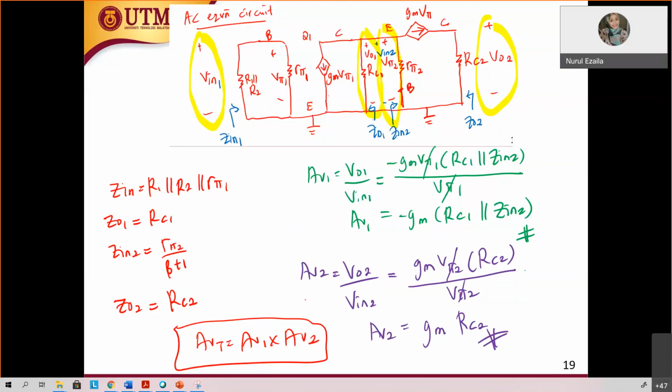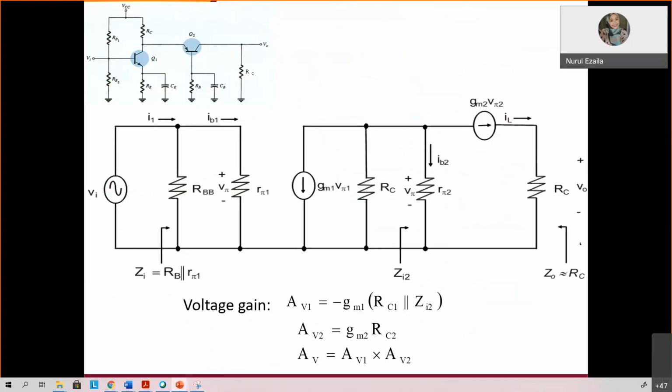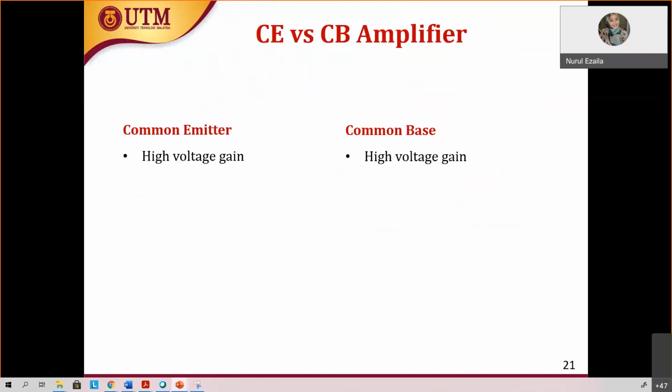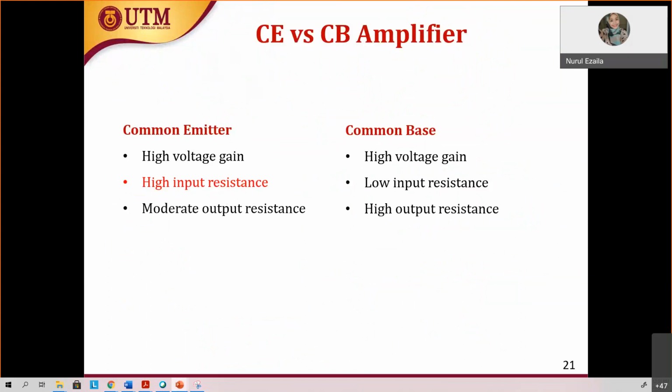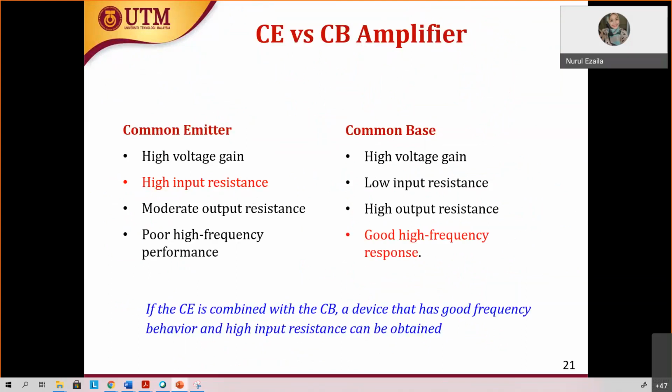For the common emitter, it has high voltage gain. Common base also has high voltage gain. Common emitter has high input resistance, common base has low input resistance. Common emitter has moderate output resistance, but common base has high output resistance. Common emitter is poor for high frequency applications, but common base is very good in high frequency applications. So if CE is combined with CB, the device has a good frequency behavior.